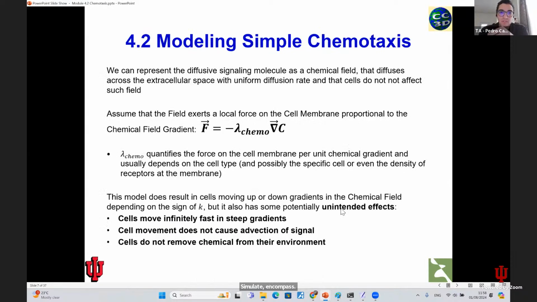In CompuCell, we model chemotaxis as a force that acts on the cell membrane, and this force is proportional to the gradient of the concentration. What is the gradient of the concentration? It's the spatial difference in concentration between two pixels. Multiplying that by the lambda chemotaxis will set the strength of this force. In a nutshell, your membrane will copy pixels towards regions with higher chemical concentration.